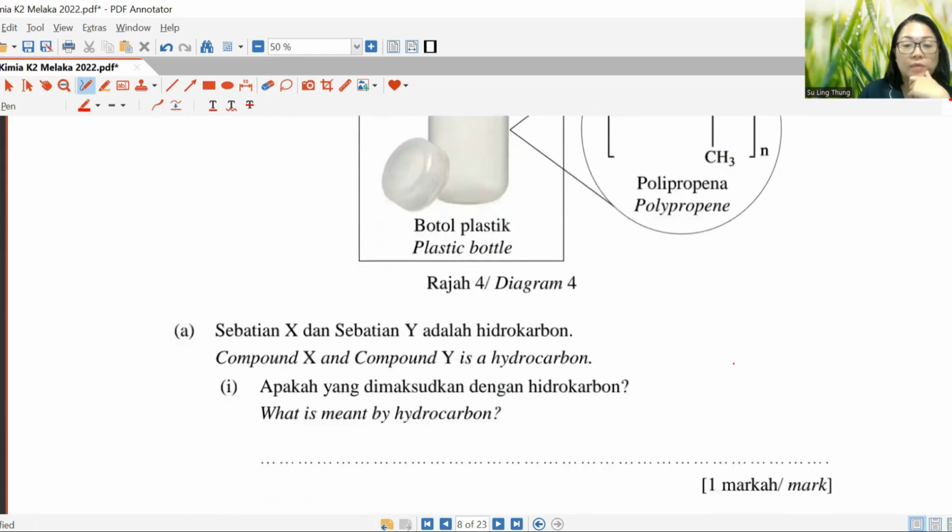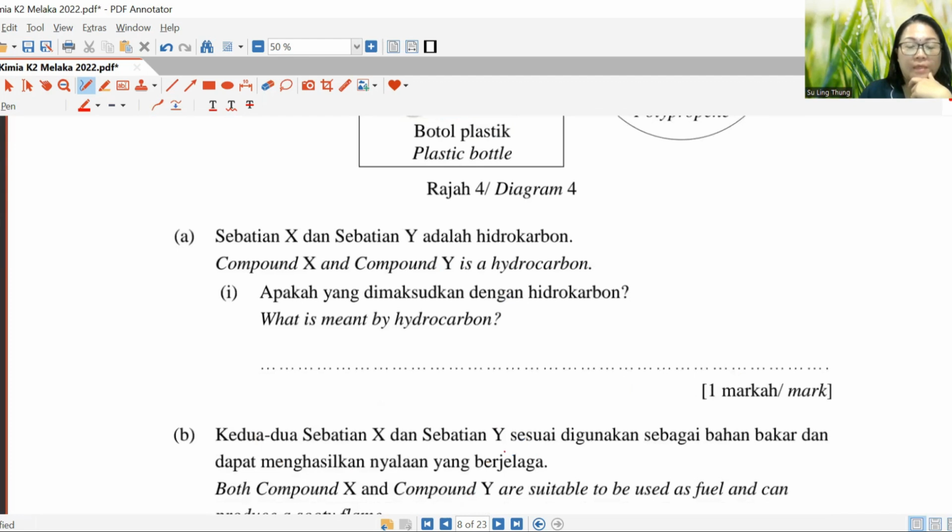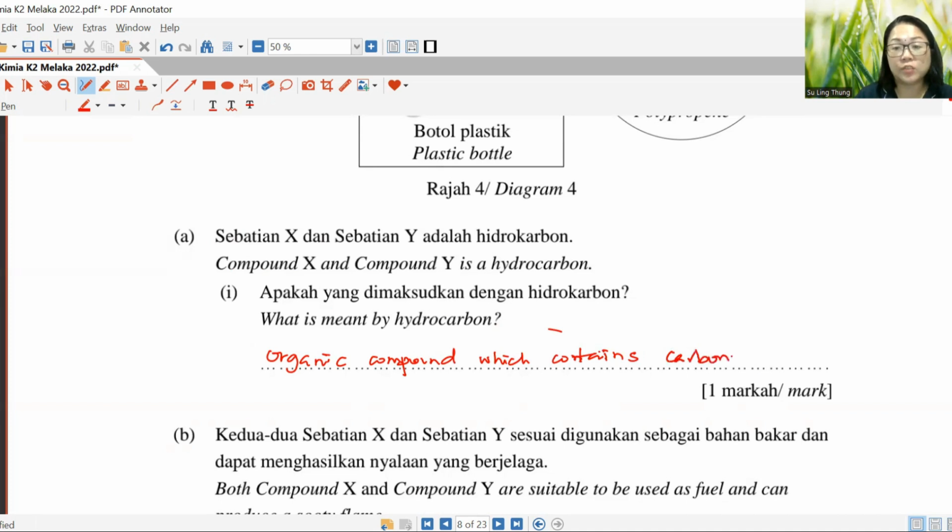Now let's look at what the question is. A, compound X and compound Y are hydrocarbons. What is meant by hydrocarbon? You need to mention it's an organic compound which contains carbon and hydrogen only. That is why it's called a hydrocarbon.